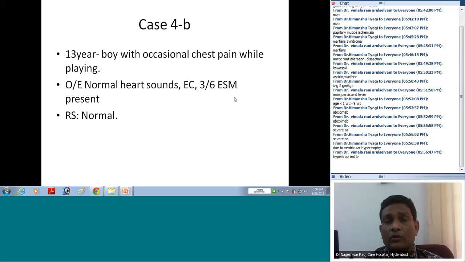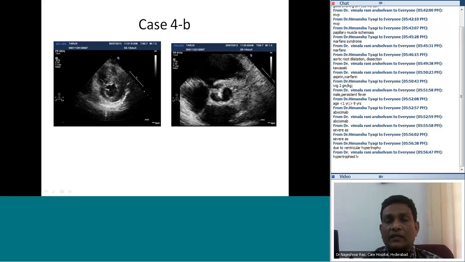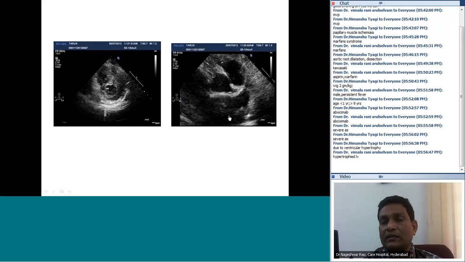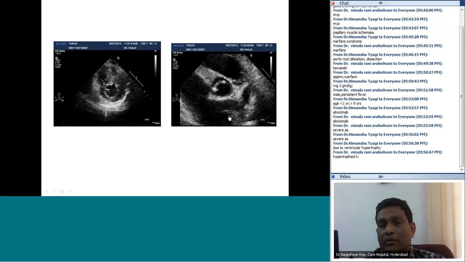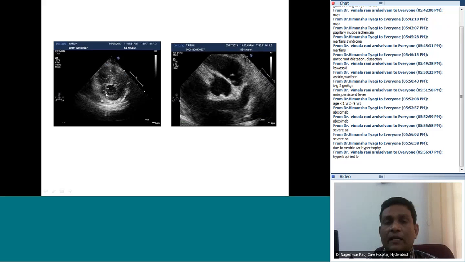So, a 13-year-old boy with occasional chest pain while playing. On examination, normal heart sounds, there is an ejection click and a 3/6 ejection systolic murmur, and the respiratory system is normal. You can see that there is left ventricular hypertrophy here, and what are you seeing here? You can see that the aortic valve is abnormal, it's a functional bicuspid aortic valve. So this is again an example of aortic stenosis where LVH and a demand versus supply mismatch will be there.